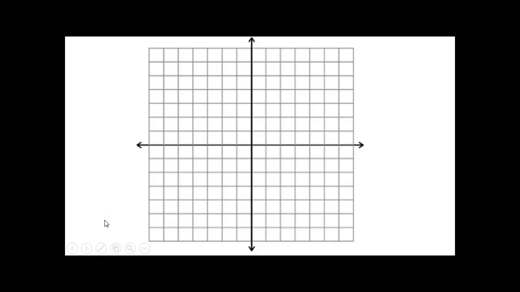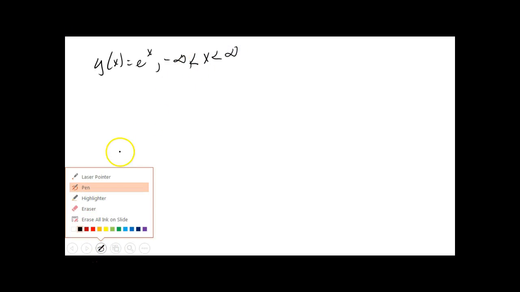Okay, so let's erase this. And I don't think I need a graph for this last, so let's go to this page. Let's say we have y of x equal e to the x. Okay? And that's good because e to the x is defined everywhere, from negative infinity less than x less than positive infinity.